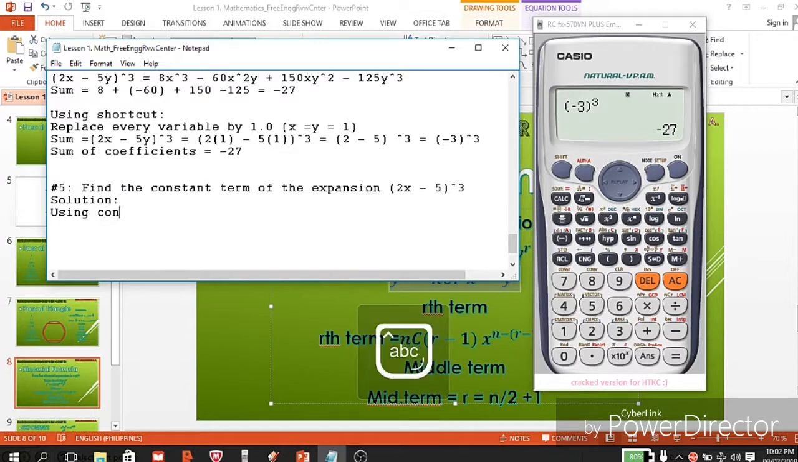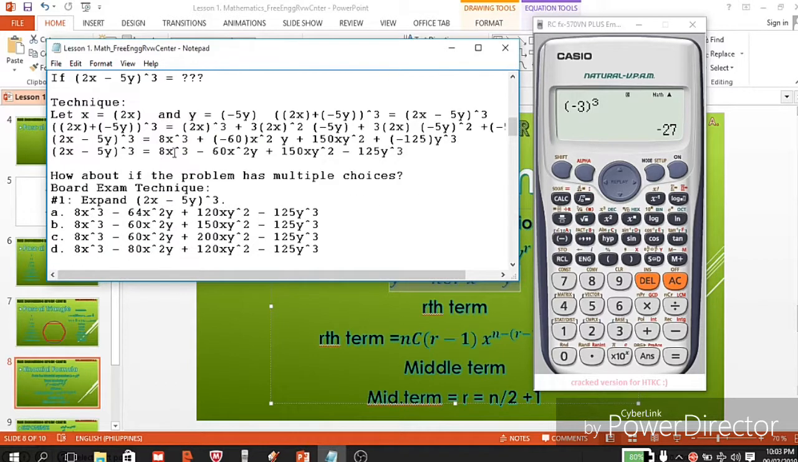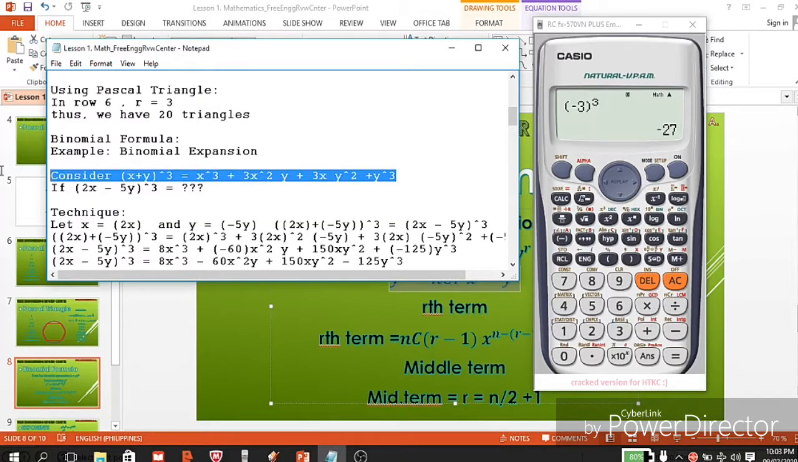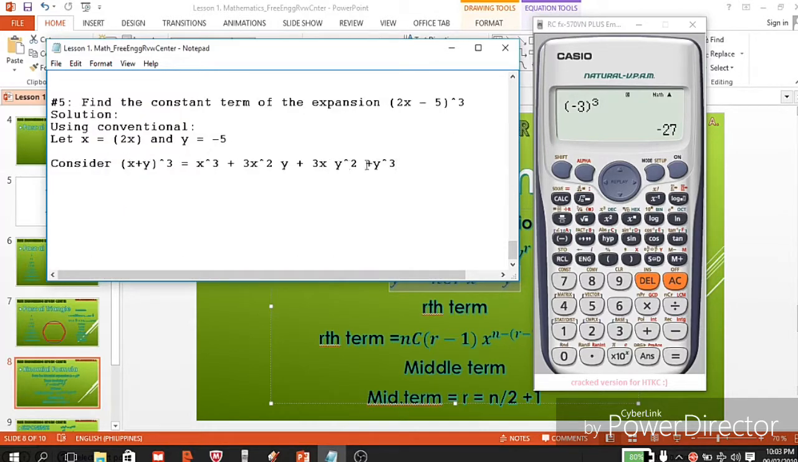So using the conventional solution, we just need to let x be 2x and y be negative 5, right? So we just need to take that one. So we all know in the expansion, we consider this one because this is under the x plus y result. So therefore I'm just going to copy this one. So therefore this one would be equal to this one.